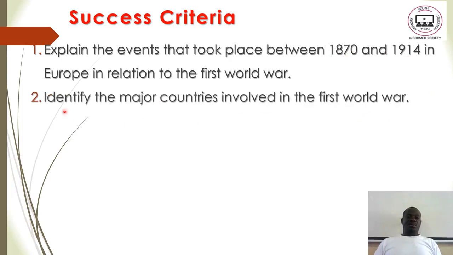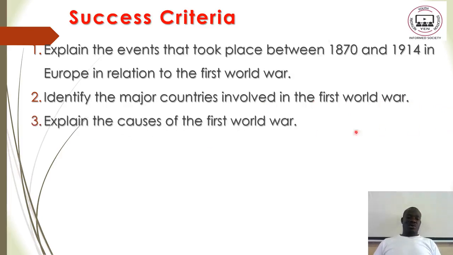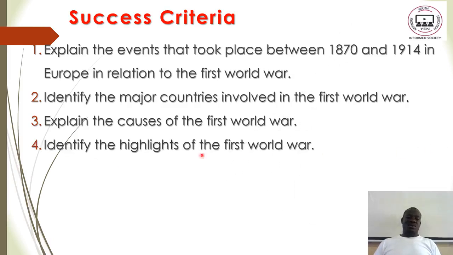And also, we are going to identify the major countries that were involved in the First World War. What were those countries? We are also going to explain the causes of the First World War. Apart from that, we'll also identify the highlights of the First World War. What were the real things that happened in the First World War?